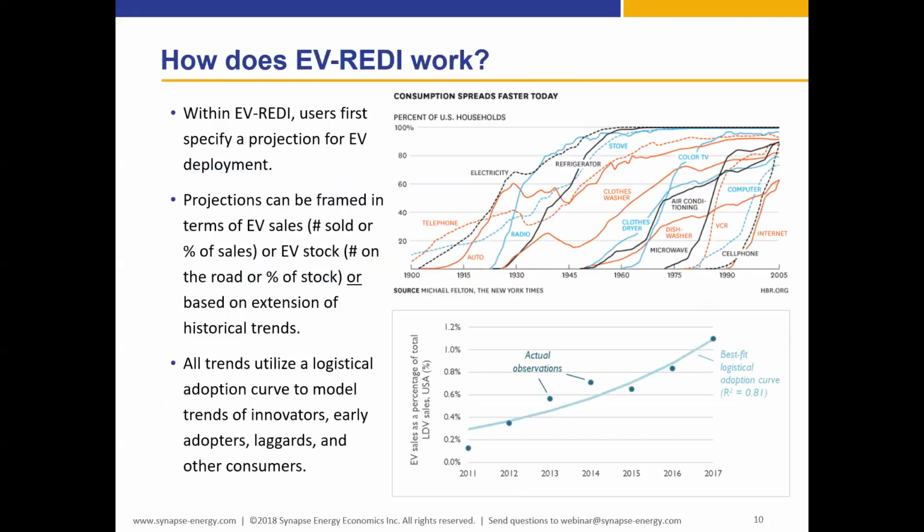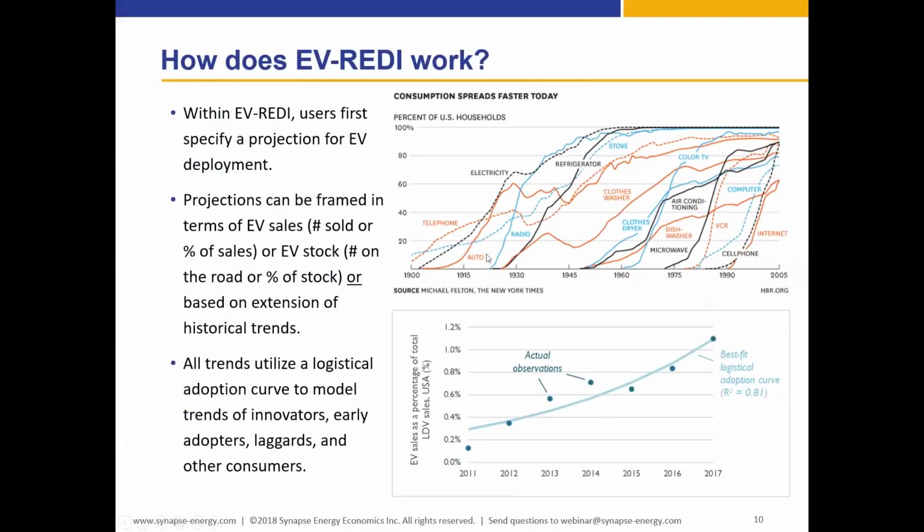So next I'm going to talk a little bit about how EV-REDI works. Within EV-REDI, users first specify a projection for EV deployment. This chart over here on the right side, up on the top, shows logistical, or just really the actual adoption curves for different kinds of technology over time.